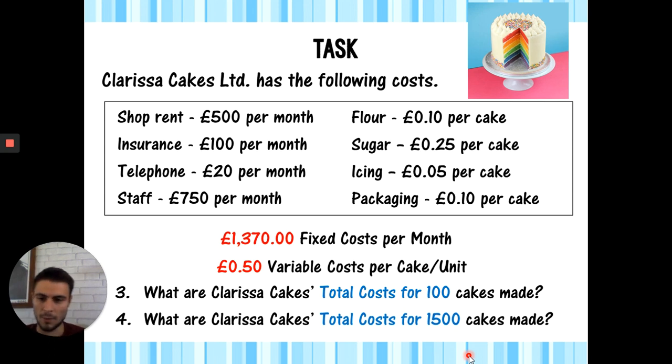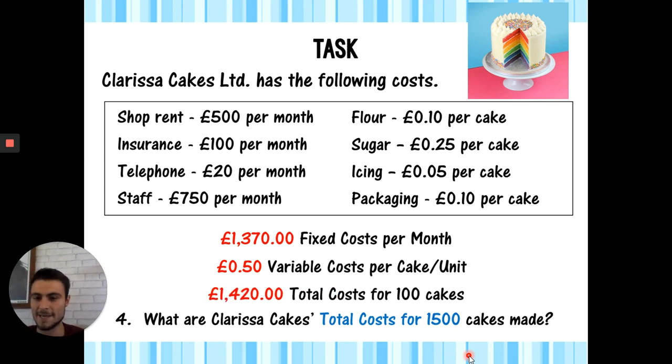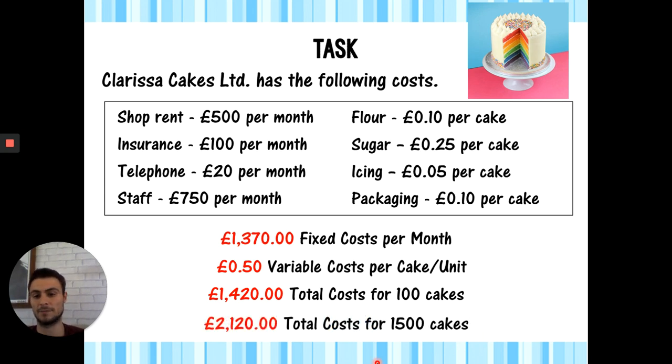Right, hopefully you got that one right again. So number 3 is £1,420 because it should have been £50 variable cost for 100 cakes, so 100 times 50p, which then means we add that onto the fixed, which obviously gives us a total of 1,420. For 1,500, that should be £750 variable cost. So that added on to the fixed costs will get us a total cost of 2,120.